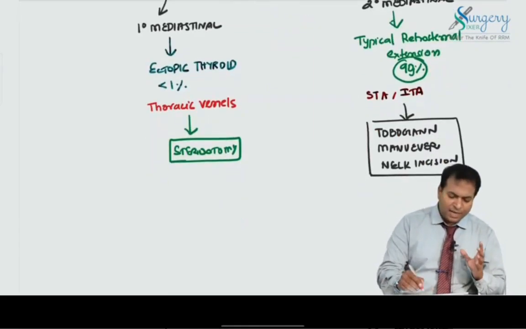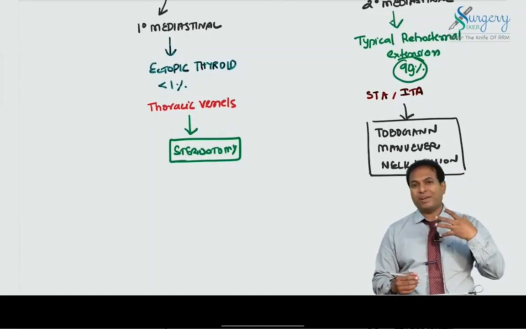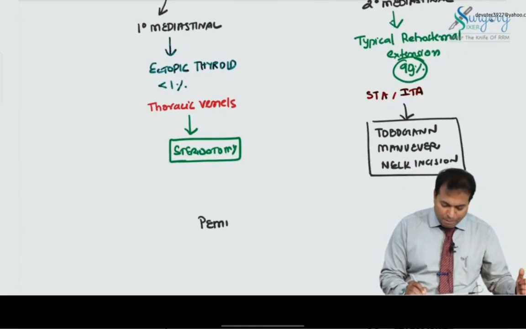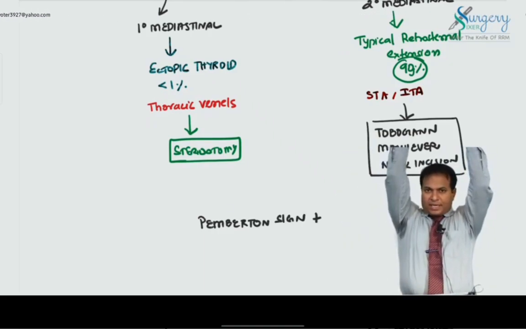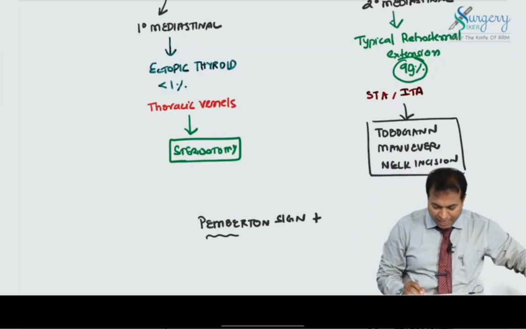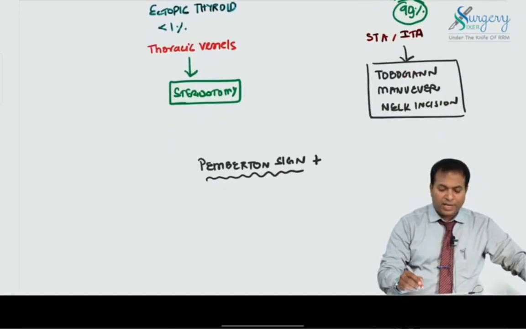So please remember, these types of mediastinal goiters can compress the SVC and can cause superior vena cava compression syndrome. To find it out, we do a test known as Pemberton sign. Pemberton sign I explained to you. Ask the patient to extend the arms and touch both ears. If you have facial puffiness and congestion, Pemberton sign is positive.